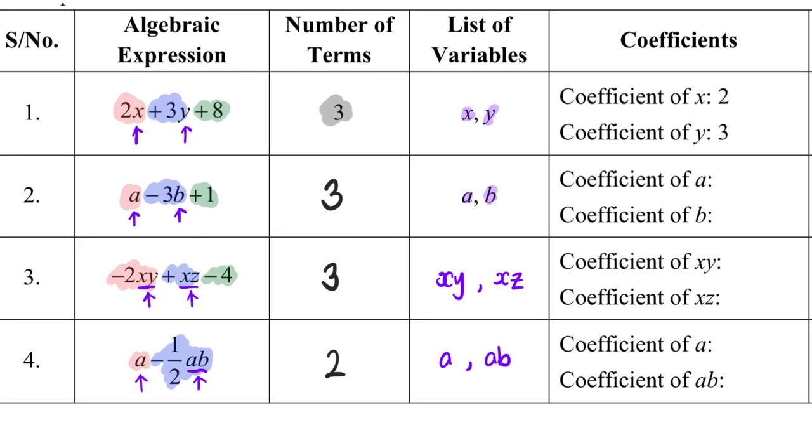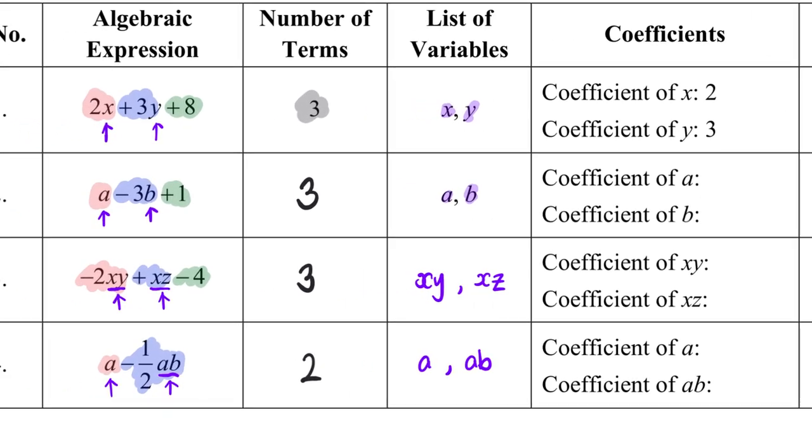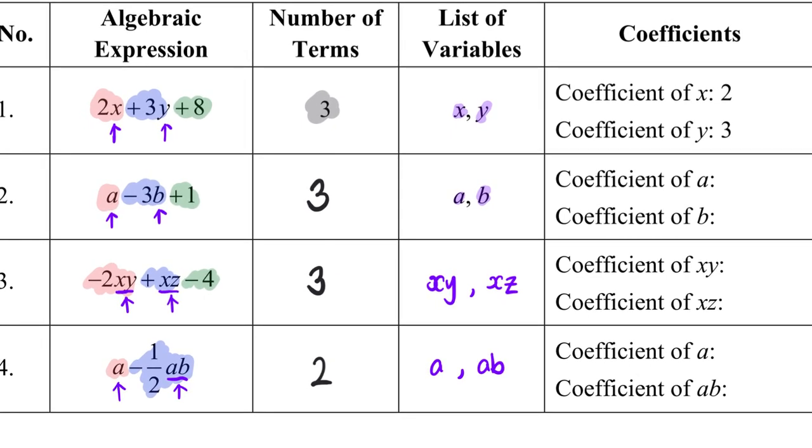And now, as we look at the coefficient of a for row number 2, if there's no number, actually the number is 1. So the coefficient of a would be 1. And for the b in row 2, I do see the coefficient. Do take note, the sign in front of the coefficient belongs to them. Meaning for b, in this case, is negative 3.